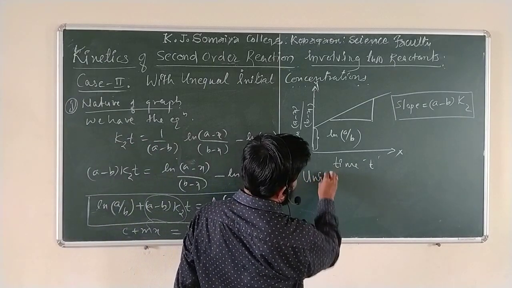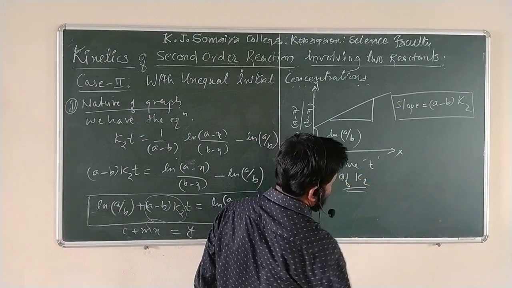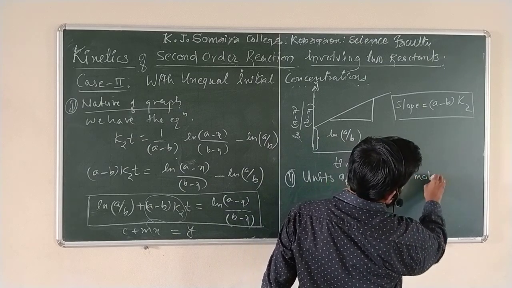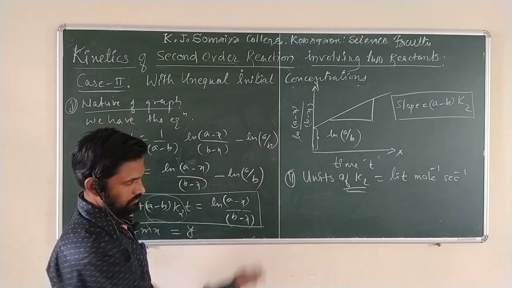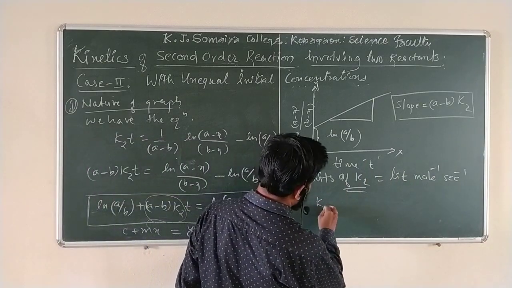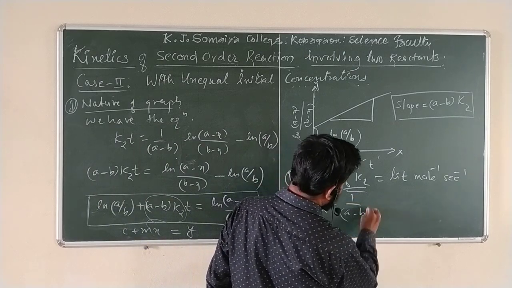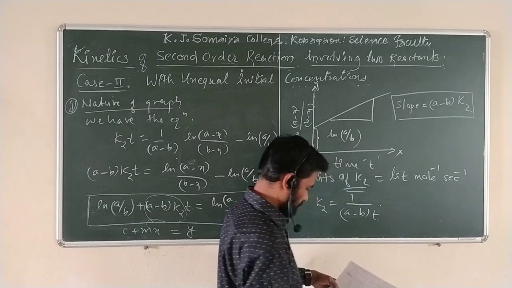Units of K2, as we know. What is the unit of K2? As we already studied, liter per mole per second. Can you calculate? Let's see. What is the K2 equation, as we studied? 1 upon A minus B T. This is the one thing.